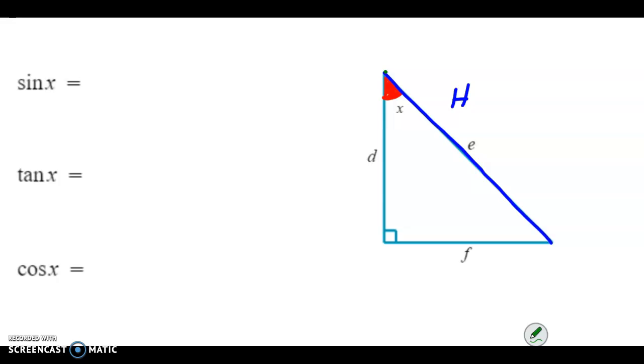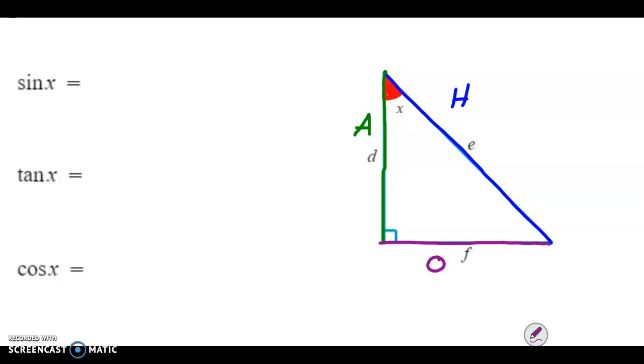Adjacent in this case is that side labeled D because it's the other side coming off of that angle we're focusing on. And opposite is that side, in this case the one labeled F, that is directly across from the angle in use. Once you have those three identified, as long as they have some form of measure, in this case it's just variables, you're ready to give your fractions for the sine, tangent, cosine.